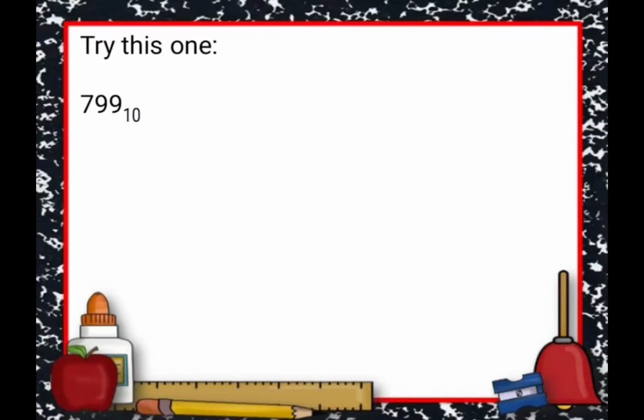I want you to try this one. I gave 799 decimal number, and I want you to convert it into hexadecimal. Try it by yourself. Get paper and your pen, and try to solve this one. Let's check if you know how to convert decimal to hexadecimal. I'll give you time to answer. Okay, thank you. Let's check if your answers are correct.